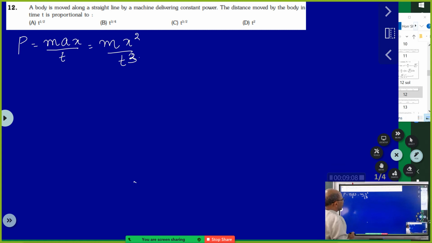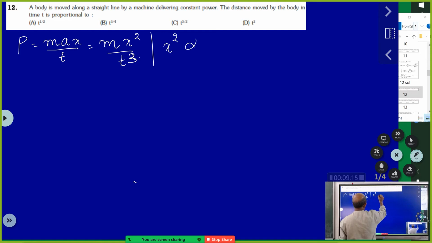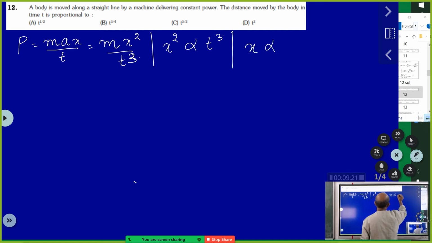Sir, but the mass and power are constant, sir. So okay, fine. You'll write it as X square is proportional to T cube. And sir, one doubt, sir. X is proportional to, wait, let me complete this. T to the 3 by 2. You have written like this, isn't it? Hello?